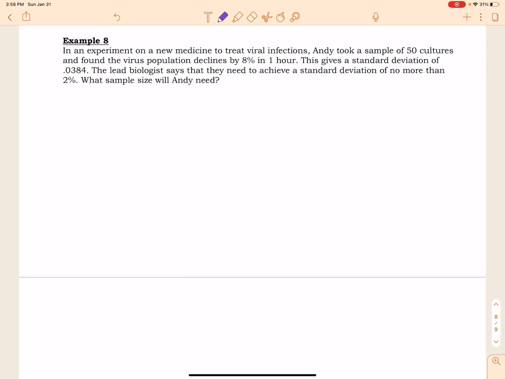In an experiment on a new medicine to treat viral infections, Andy takes a sample of 50 cultures, finds the virus population declines 8% in 1 hour. This gives a standard deviation of 0.0384. The lead biologist says they need to achieve a standard deviation of no more than 2%. Please be careful. This is 0.02. What sample size will Andy need?